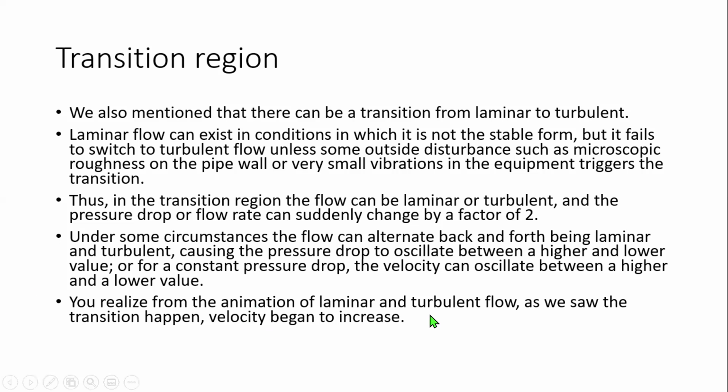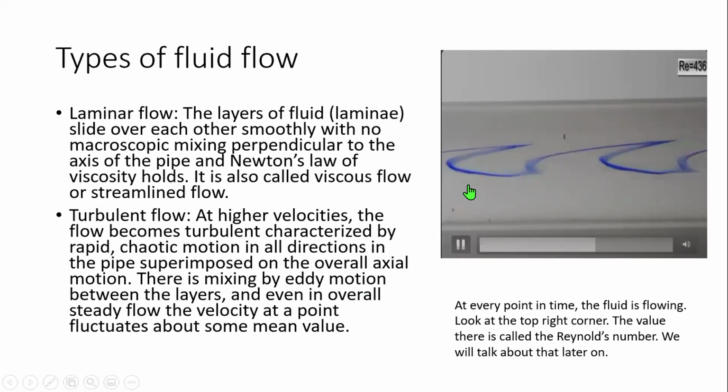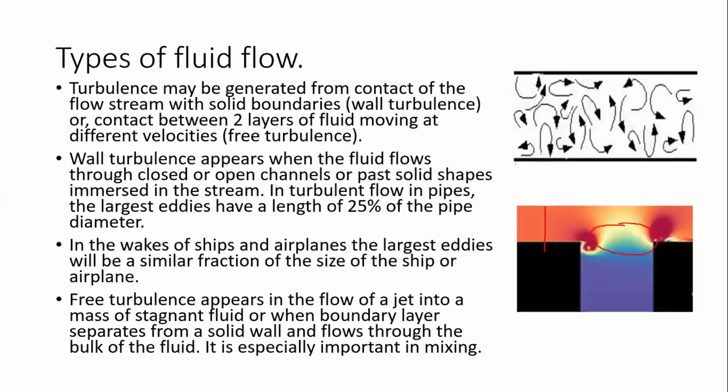Realize from the animation that when we have laminar and turbulent flow, we saw a change in the velocity. We realized that the fluid started moving a bit faster. So let me show that again. Realize that when we move from laminar to turbulent, the fluid actually looks as though it's moving faster. So wait for it to get to the very turbulent region. Okay, so that's what we're trying to say from that. And we are saying that it can alternate between laminar and turbulent, that kind of thing.